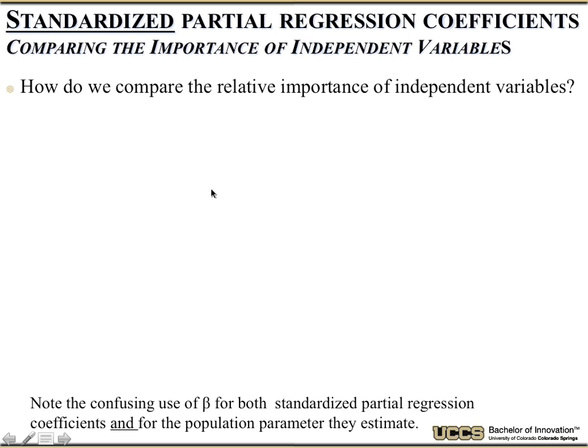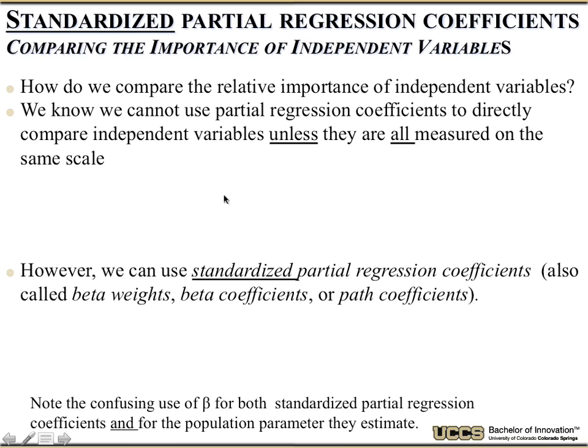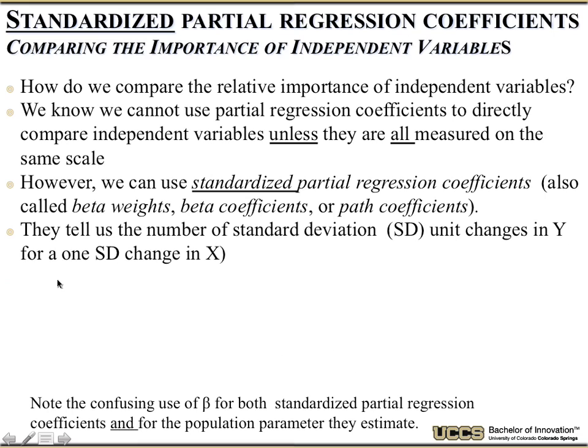So comparing the importance of independent variables. How do we compare the relative importance of these? We know we can use partial regressions to compare them unless they're all measured on the same scale. However, we can use standardized partial regression coefficients, also called the beta weights, beta coefficients, or for reasons that are really obtuse, path coefficients. All of these refer to the same standardized partial regression coefficients. What they really do is tell us the number of standard deviation units in Y for one standard deviation unit in X.